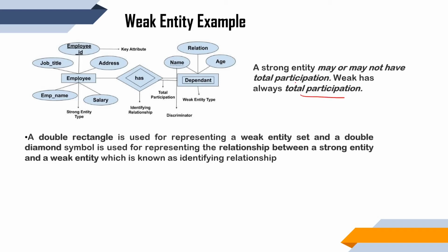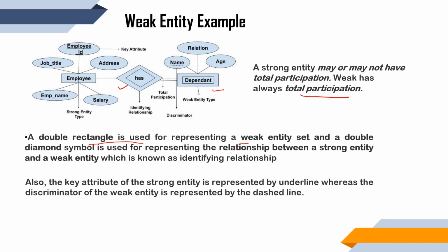Okay, so again you can see from here, a double rectangle is used for representing the weak entity set, and a double diamond symbol is used for representing the relationship between a strong and weak entity. This relationship is also called identifying relationship. Why is it called identifying relationship? It is also called existence dependency. I will tell you in a short while.